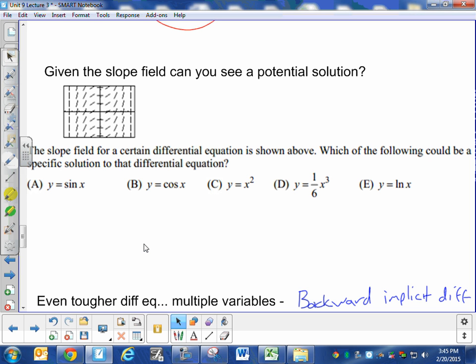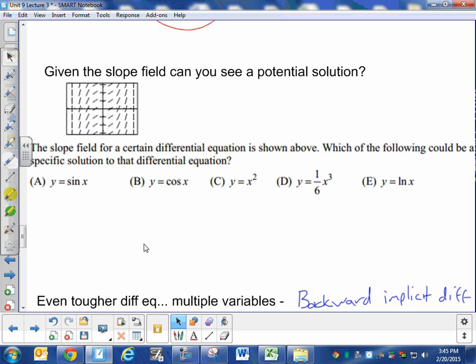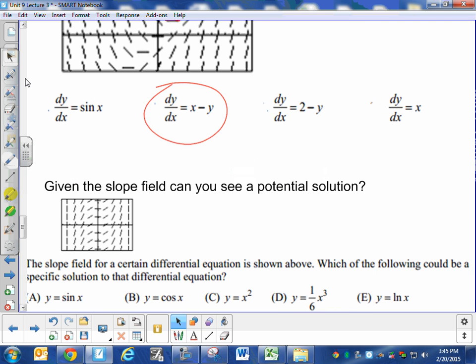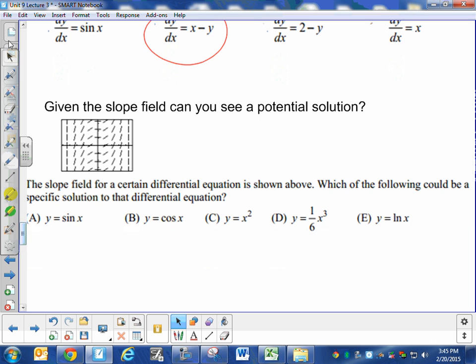What is it, Ms. Crawford? Take a guess. B. Cosine of x looks like this. Here we go. Cosine of x looks like this. Oops. The pen really is off, huh? Cosine of x looks like this. Does this follow the... Okay, so no. All right, so try again. It's not B. What is it?